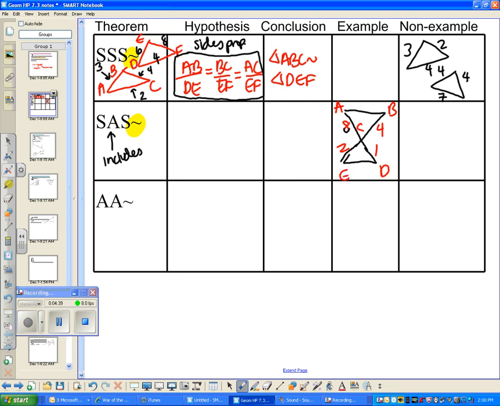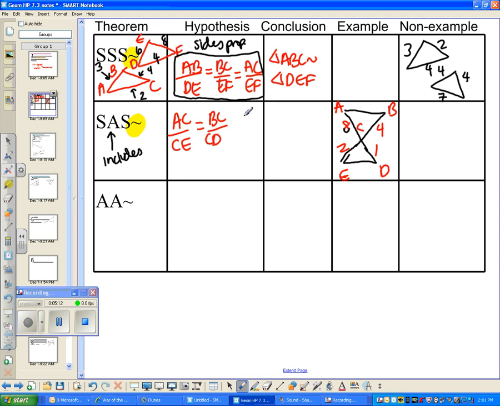The SAS similarity says that we need to have 2 sets of similar sides. So in this picture, we could say AC is a larger side, so that should be similar to this triangle's larger side. So that would be CE, and those should have the same ratio as the other side. So BC is a shorter side, so it should correspond to this shorter side, CD. And let's see if that works.